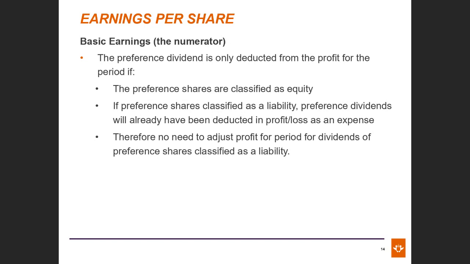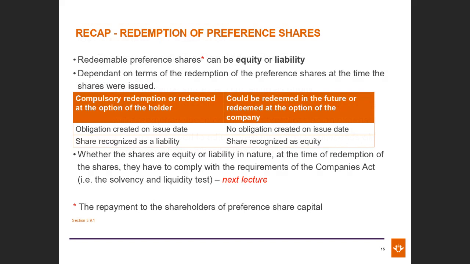However, when you have a preference share that is classified as a liability, the preference dividend would already have been deducted from your profit because it is essentially interest. So when you are calculating your basic earnings, you're not going to deduct it again, okay? So let's go to the next slide. This might assist in the understanding for those that are confused, okay?